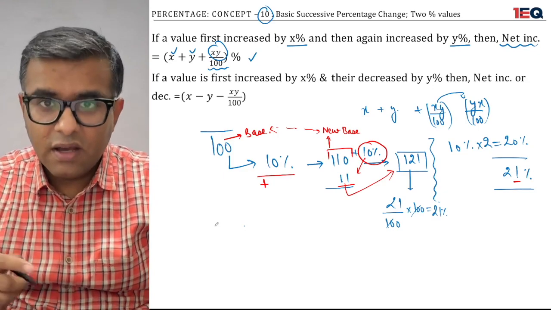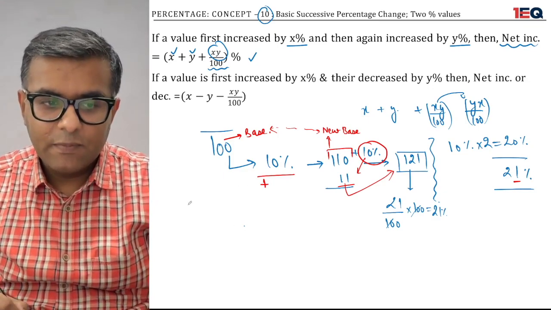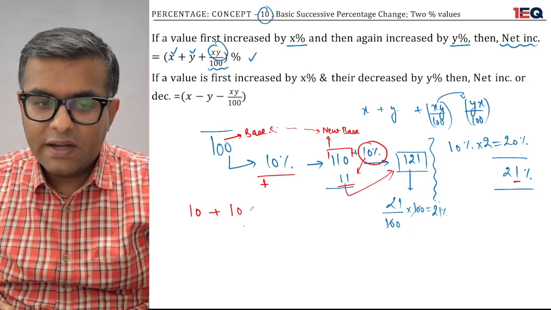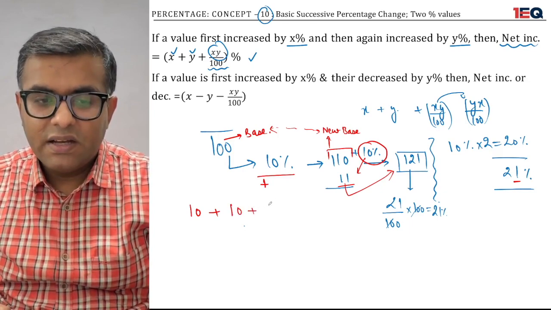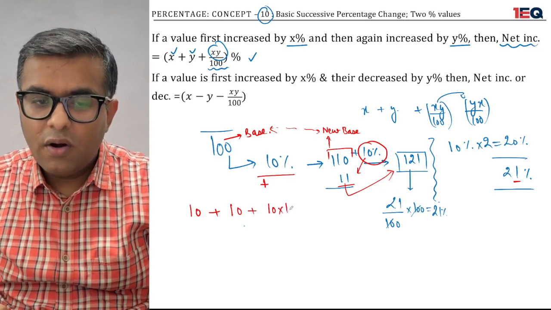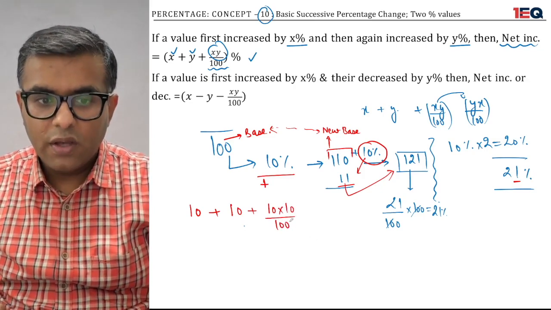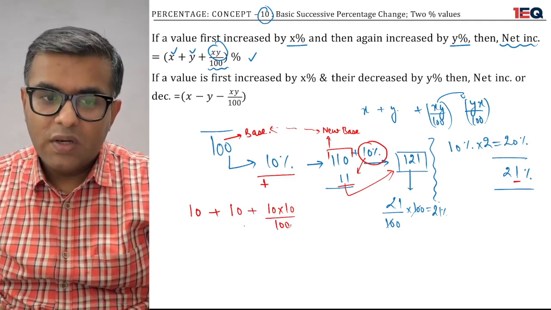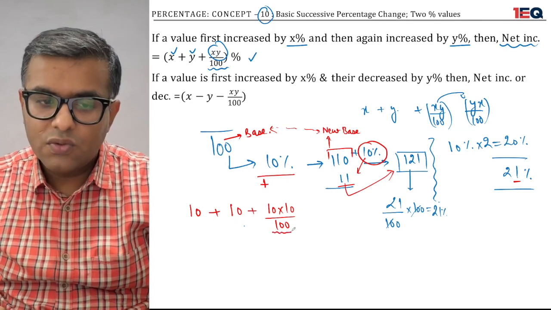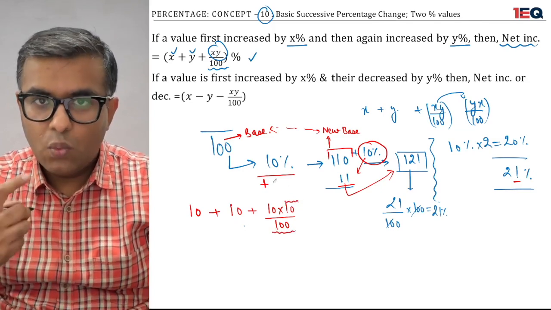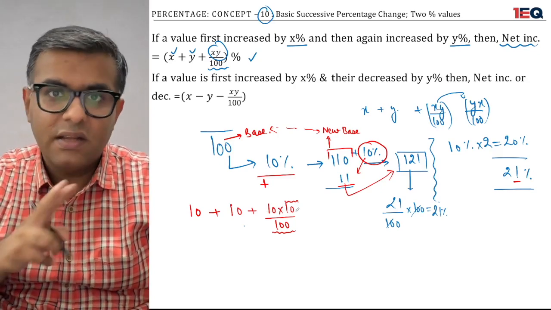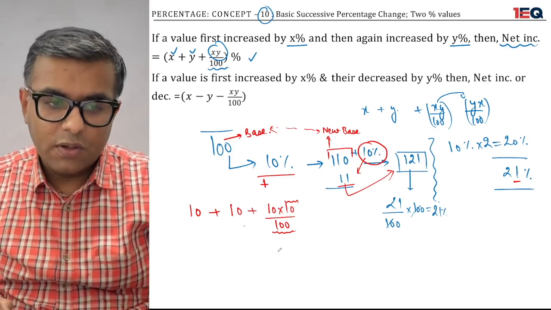In other words, I can say that I have to add 10% once, then I have to add the second 10%, then I need to get the answer of 10% on 10% divided by 100. 10 into 10 upon 100. Why is only one percentage sign being used over here, and why not two percentage signs? This might be your question.